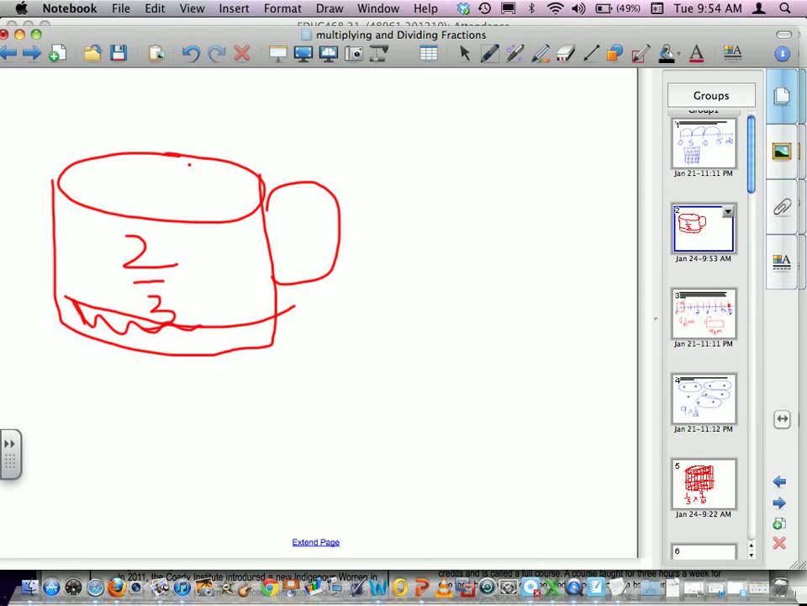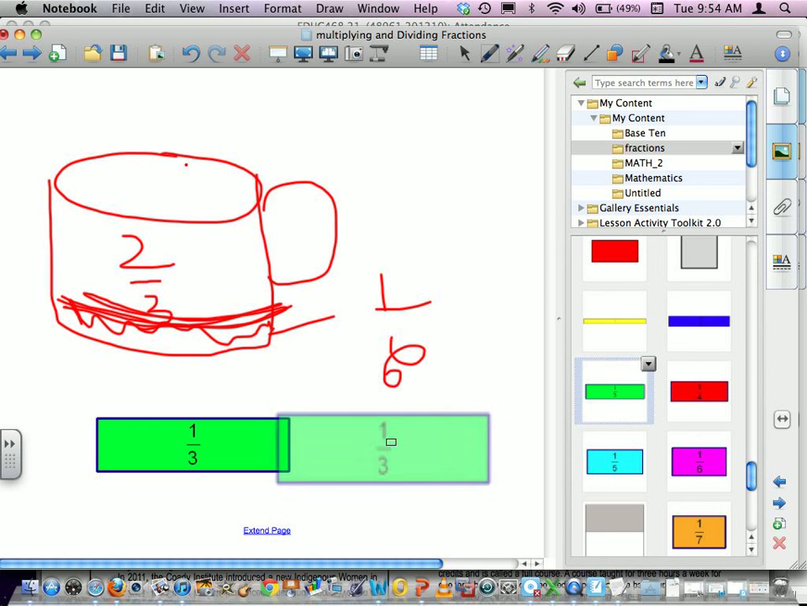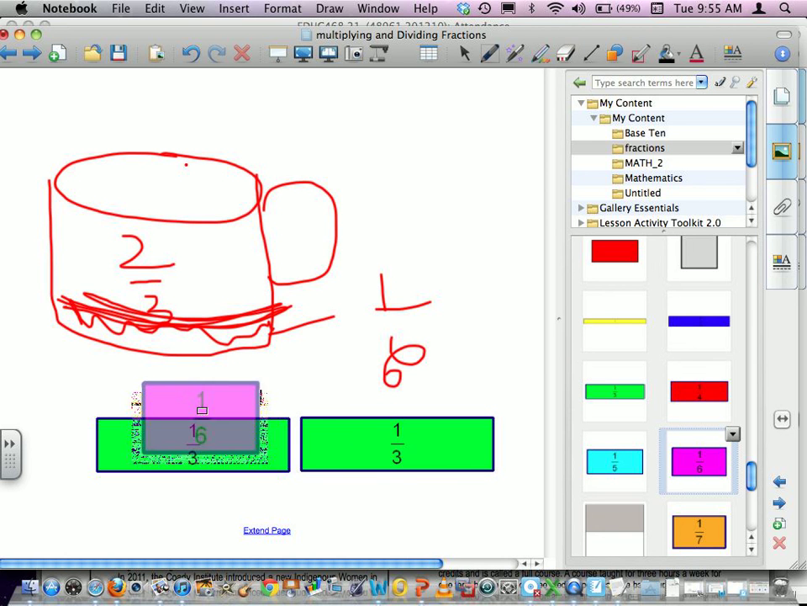So 1/6 actually ends up being about a quarter of the 2/3. And you can look at your strips. The strips do a nice model of this. Here's 2/3. Here's 1/6. And I see right away that I would need 4 of the 1/6 to make another project that's 2/3 of a meter long.